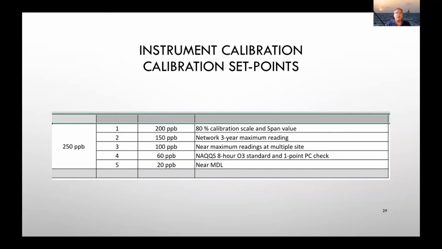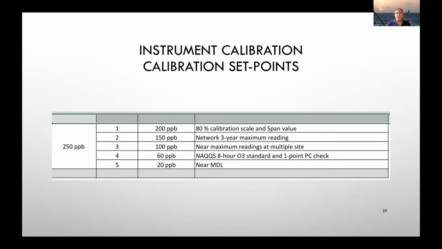I'd like to talk a little bit about instrument calibration and calibration set points. Typically in the past, we would set an instrument up and run it at what we call the instrument scale, the monitoring scale. And that would be, say, for instance, 0 to 50 or 500 ppb. And then we would set up calibration set points and run a curve, and those set points would be evenly spaced throughout the instrument monitoring scale.